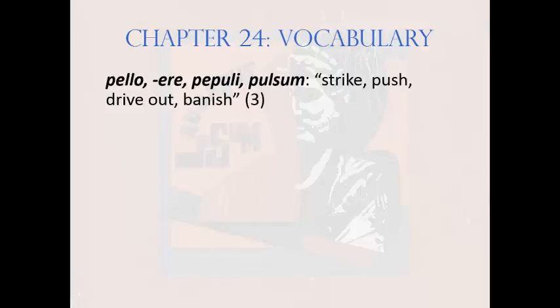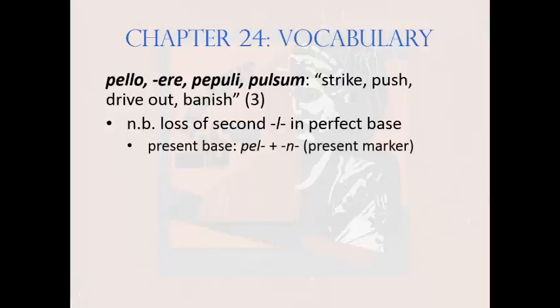First, the basic verb, pello, pellere, pepuli, pulsum, meaning strike, push, drive out, or banish, its third conjugation. There are two things worth noting about its perfect active form, the third principal part, pepuli. First, there's only one L versus the two L's in the present base, because one of the L's in the present is really an N infix, signaling that the verb is present tense. Naturally, that's not carried into the perfect tense. Also, the perfect active reduplicates, adding PE to the front of the base, creating pepuli.